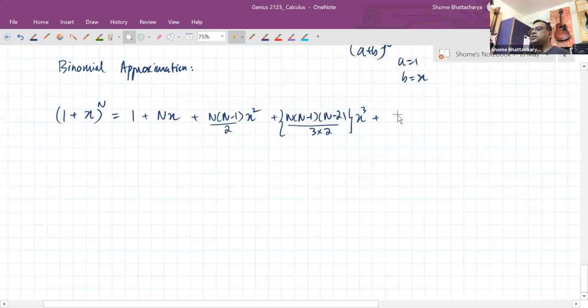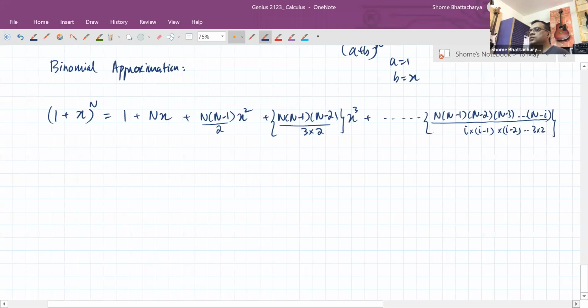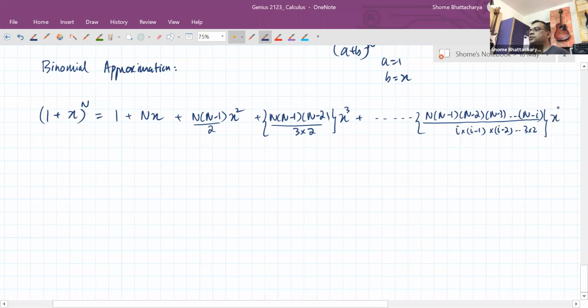So let's say the series will continue like this, with the ith term going up to n minus i, going up to 3 into 2 in the denominator. So this is the coefficient of the ith term, and the power will become x to the power i. So this becomes basically a power series in i.